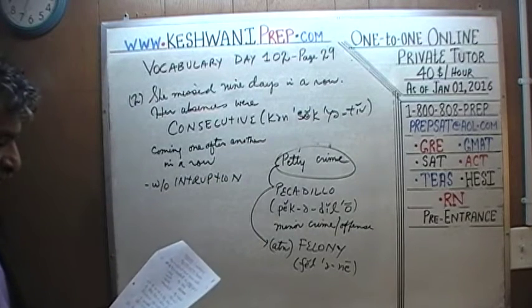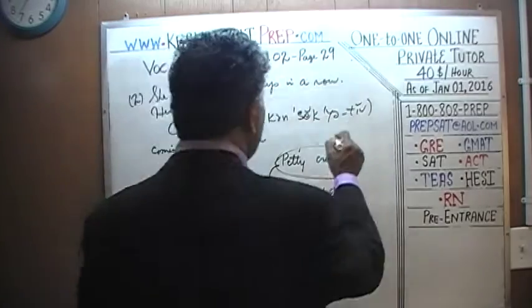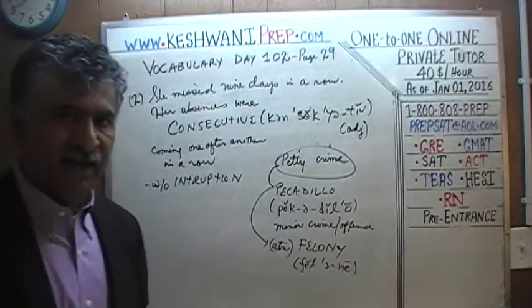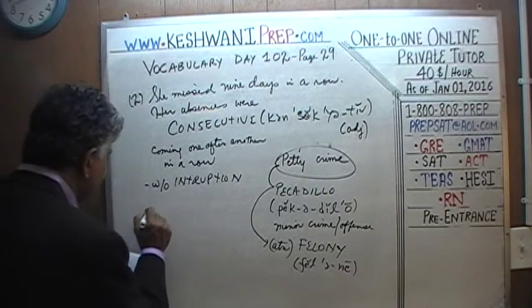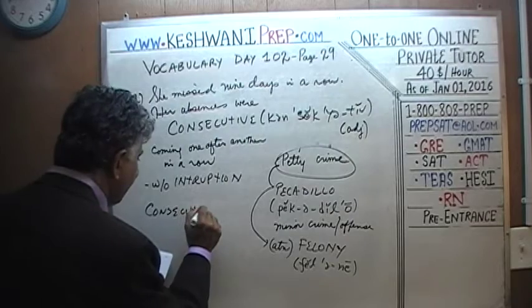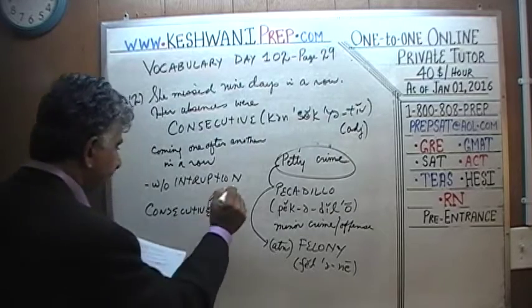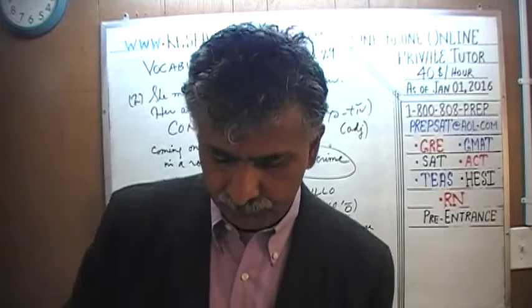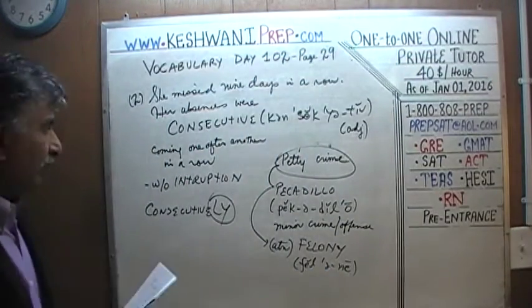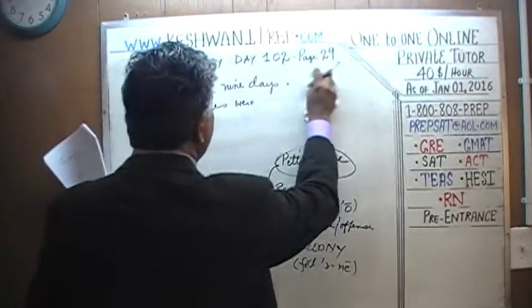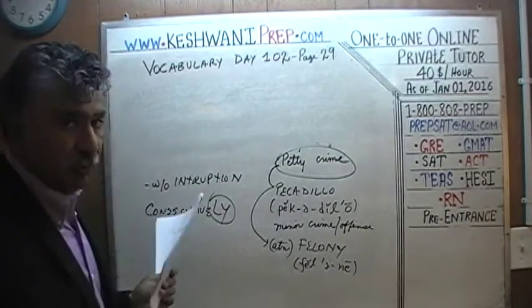What part of speech is consecutive? Consecutive would be an adjective because we're describing something. Her absences were consecutive. What's the adverb? The adverb would be consecutively. Let's move on to number three. Question number three. It was a simple one, wasn't it? So that was the right answer.